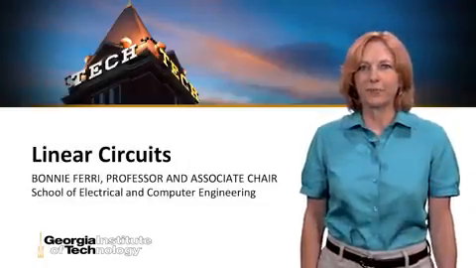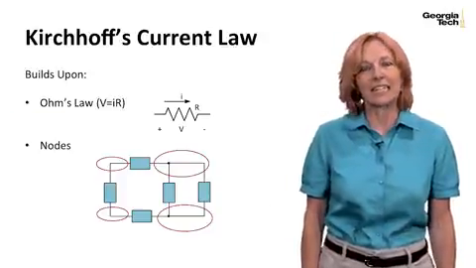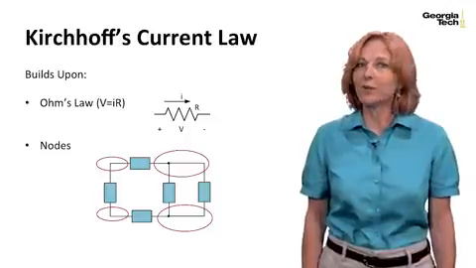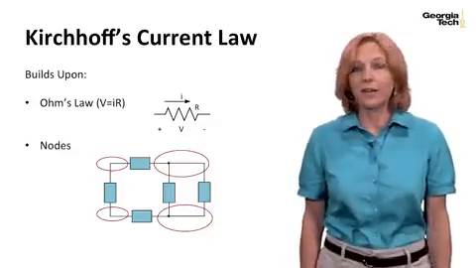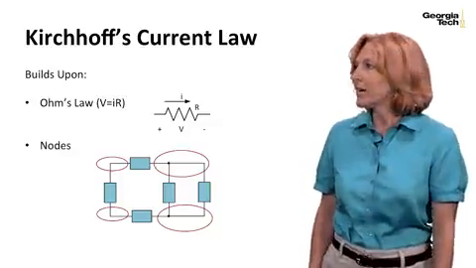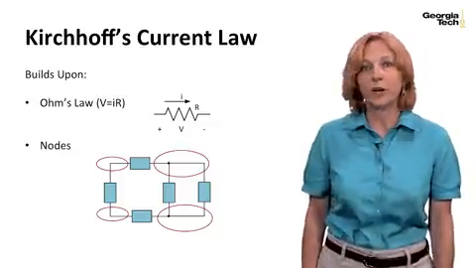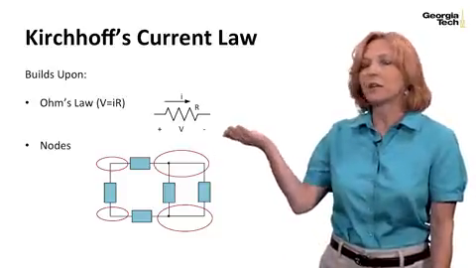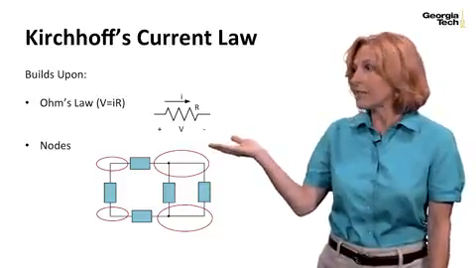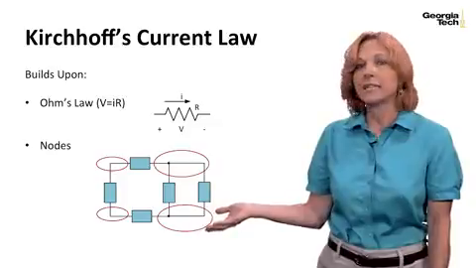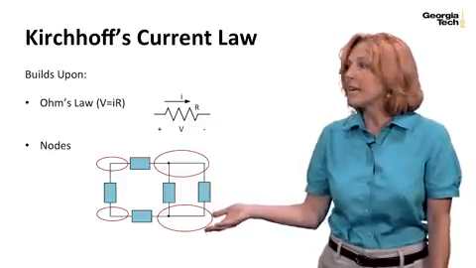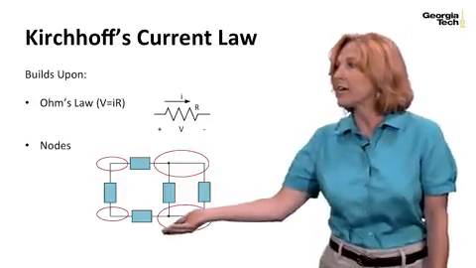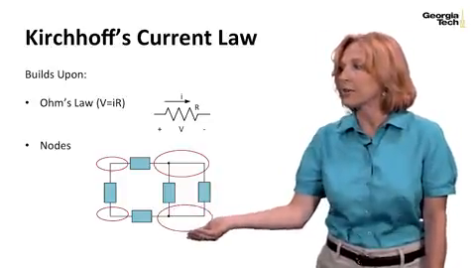This is Dr. Ferry. This lesson is on Kirchhoff's current law. It's a very fundamental concept that will help us tremendously when we're doing analysis methods later on. Now, Kirchhoff's current law builds upon two prior concepts. One is Ohm's law, V is equal to IR, and the other is the idea of nodes. This particular circuit has 4 nodes. Remember, a node is a collection of wires that interconnect different circuit elements, like here.